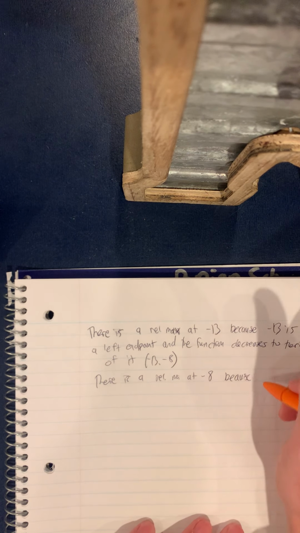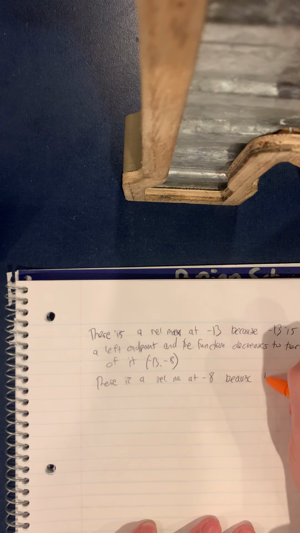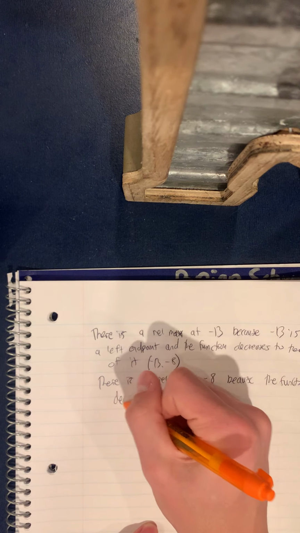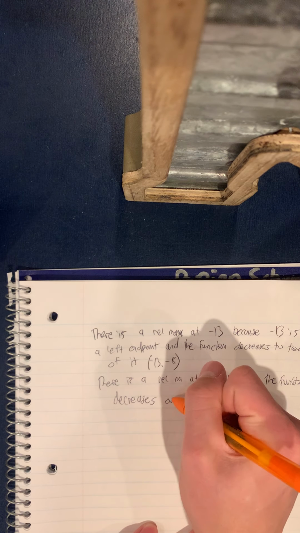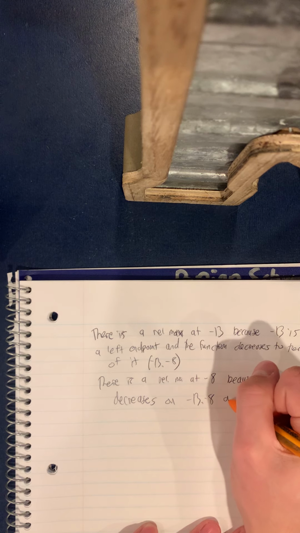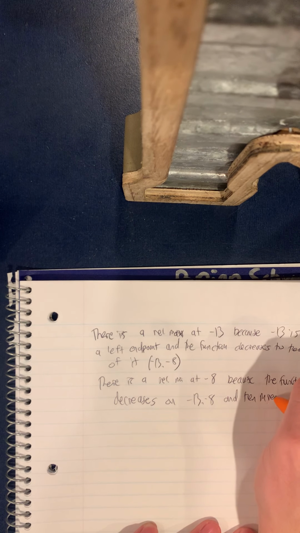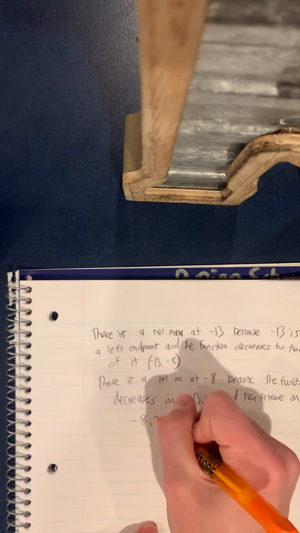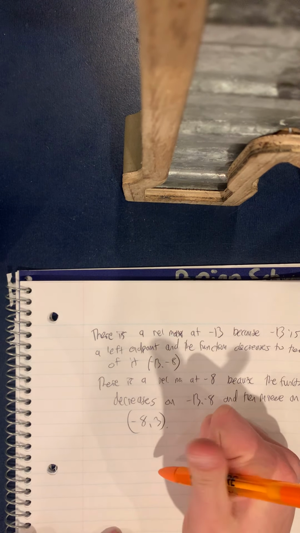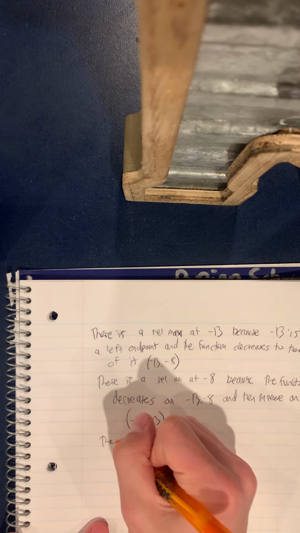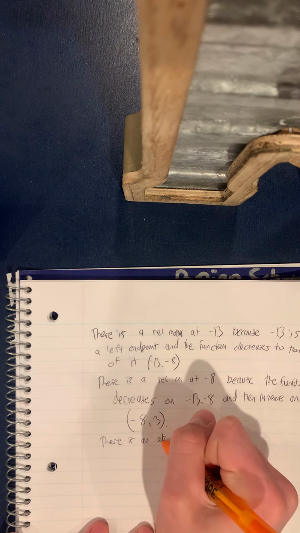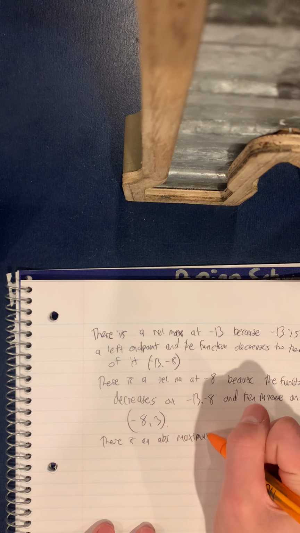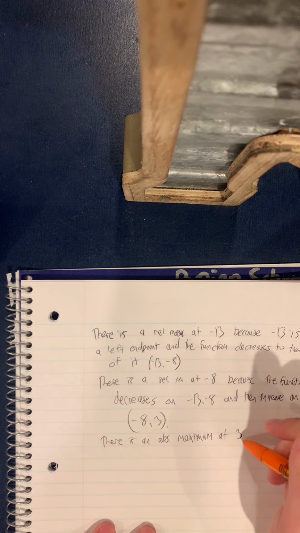There is a relative minimum at negative 8 because the function decreases on negative 13 to negative 8 and then increases on negative 8 to 3.